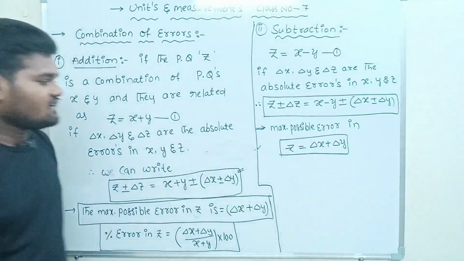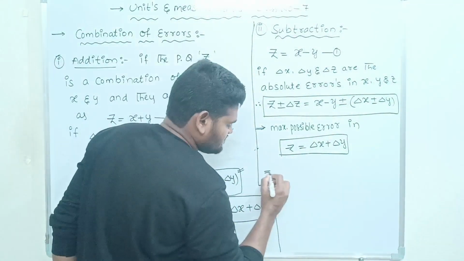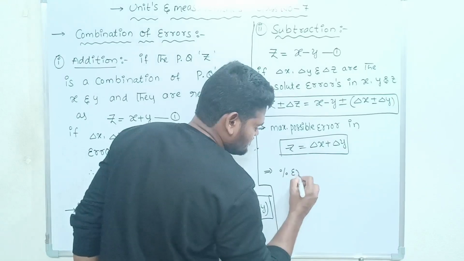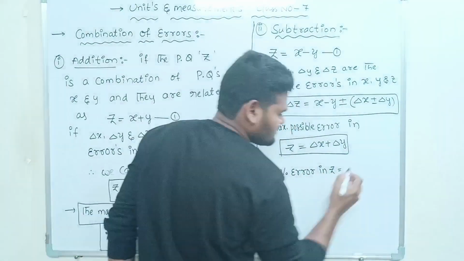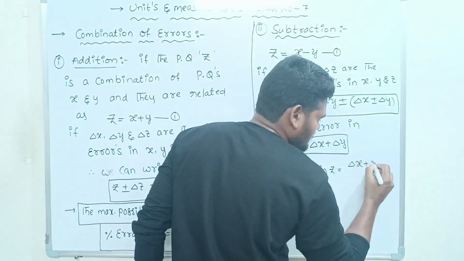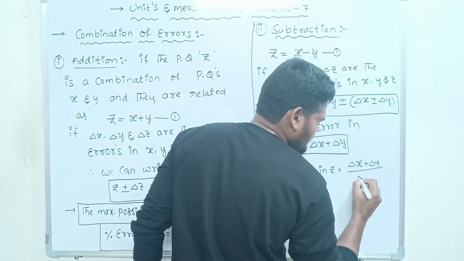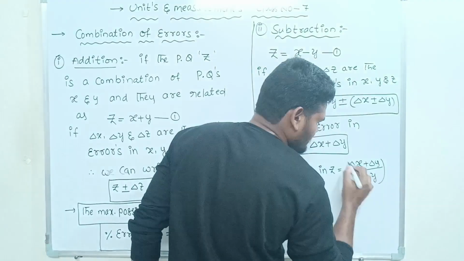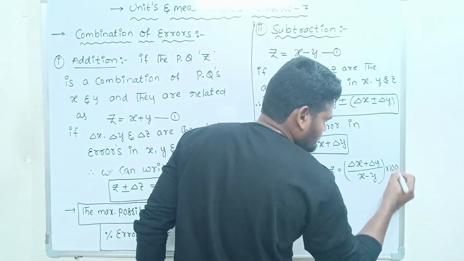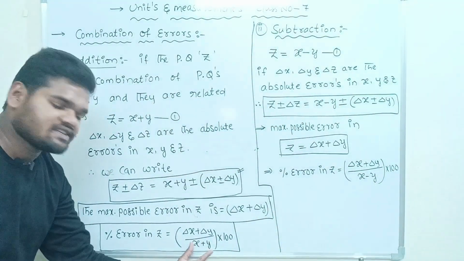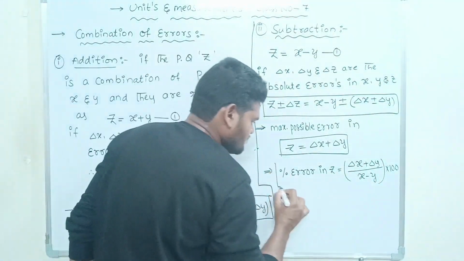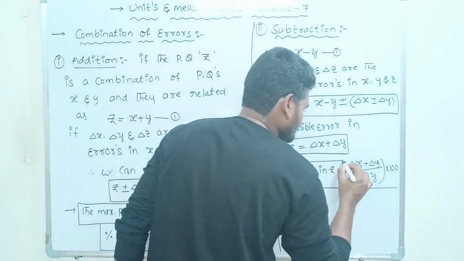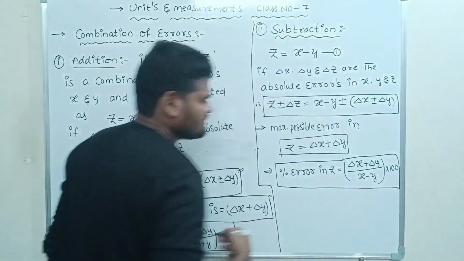Are you getting? Right. Next, percentage error in Z. Percentage error in Z is equal to delta X plus delta Y divided by X minus Y, into 100. So here the change comes. Here X plus Y is there, and here X minus Y is there. So this is the percentage error in Z. Are you getting? Okay.